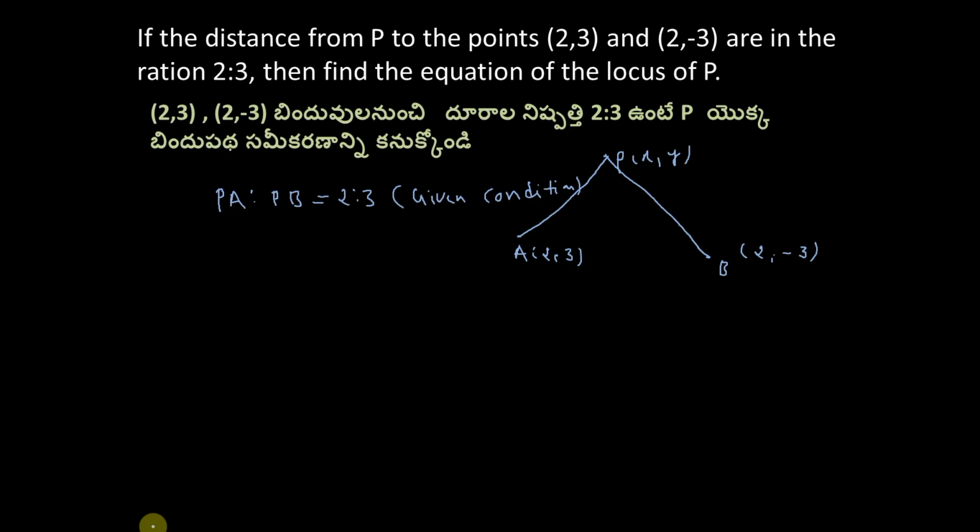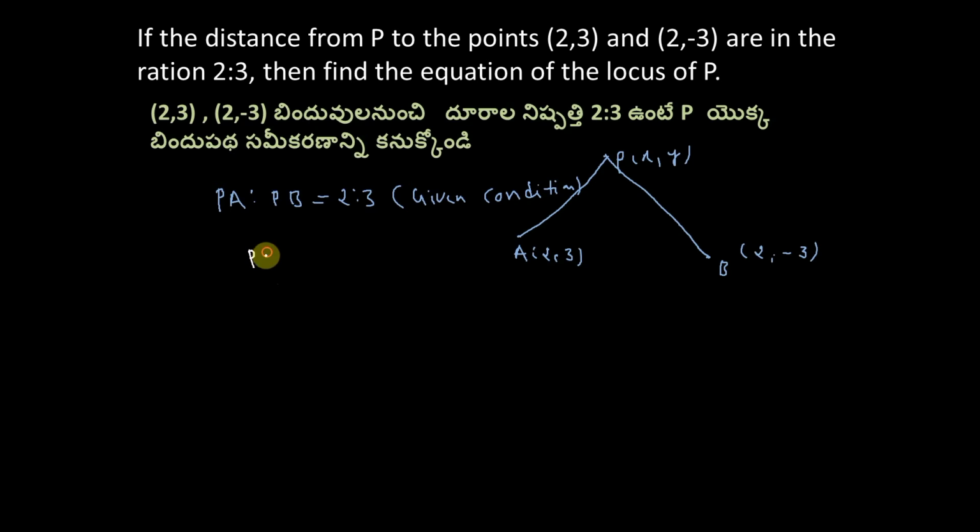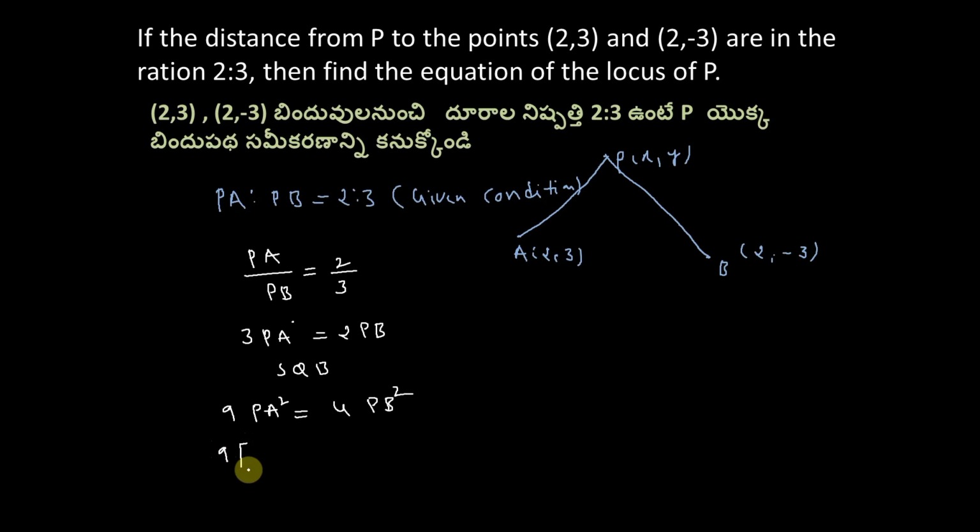This is the given condition. Now let us solve the problem. This can be written as PA by PB is equal to 2 by 3. Cross multiplication, 3PA is equal to 2PB. And squaring both sides, 9PA square is equal to 4PB square. Using distance formula, simplify here.